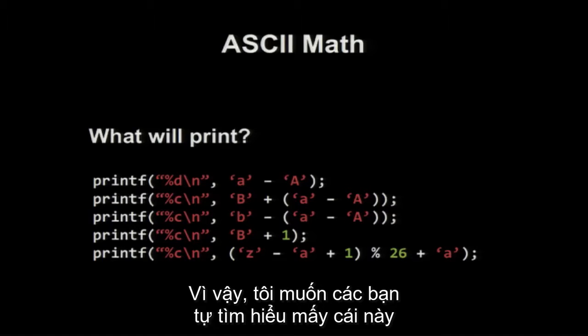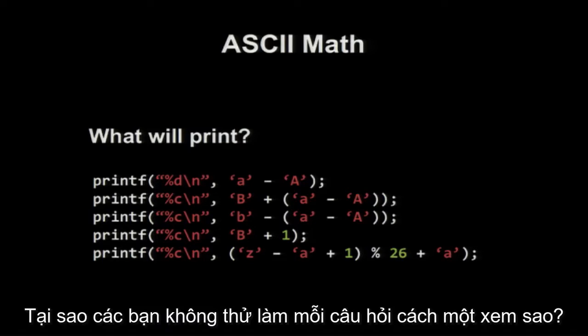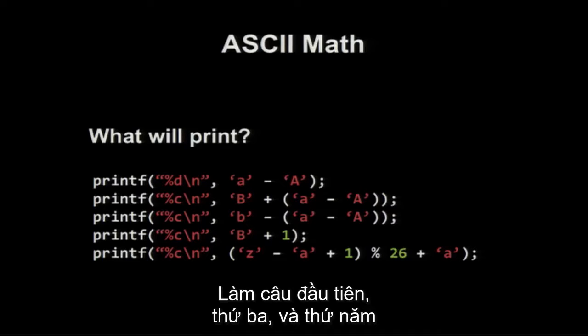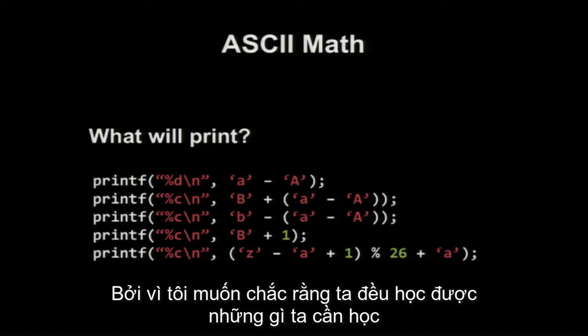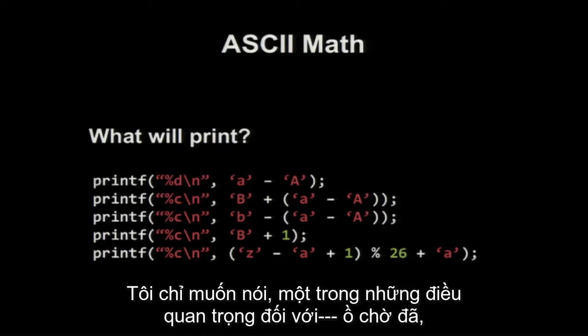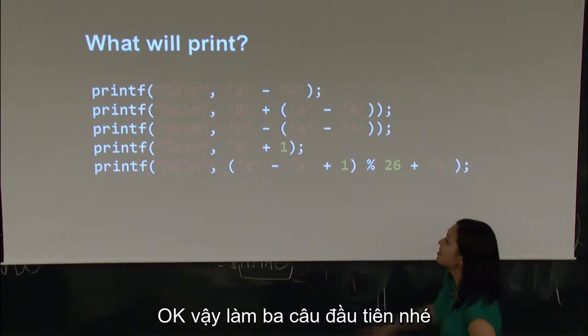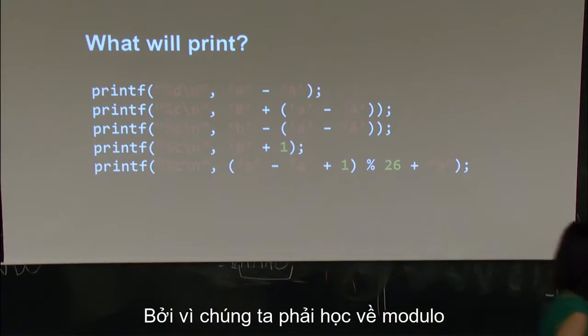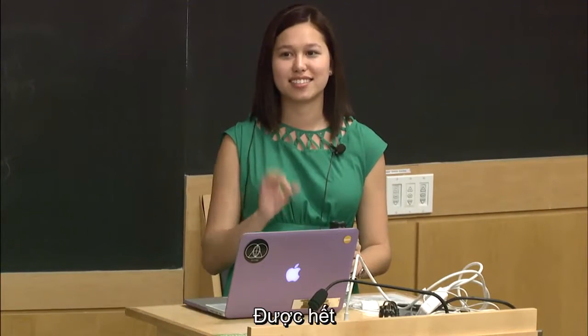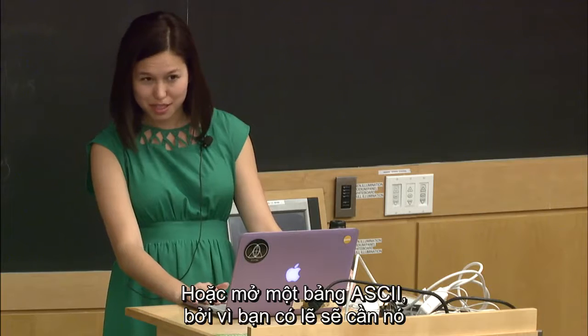So I want you guys to figure these out. Why don't you try every other one? Do the first one, the third one, and the fifth one, because I want to make sure that we talk about everything we need to talk about. Okay, so do the first three, because we've talked about modulo. I know, math is hard. You can use a calculator, it's okay. Or pull up an ASCII table, because you're probably going to want that.